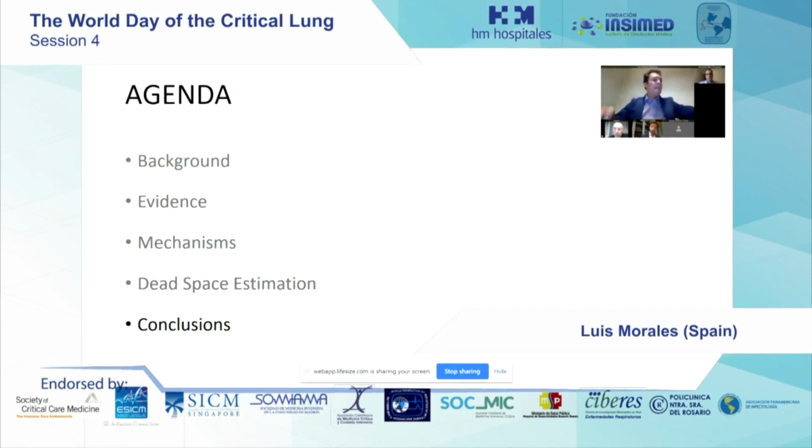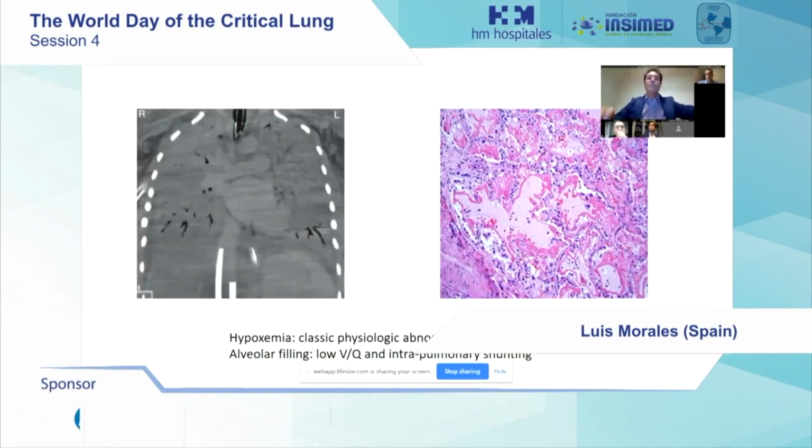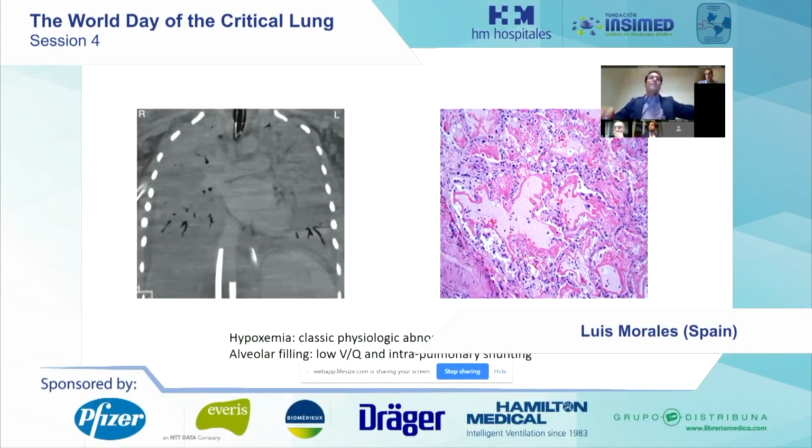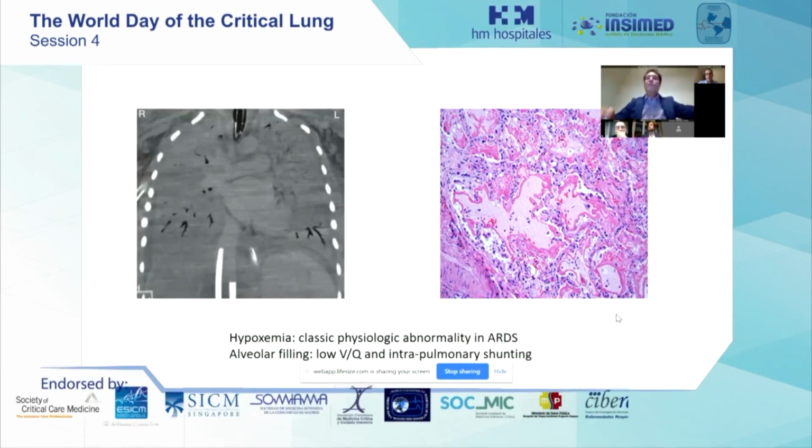So, we all know that the classic physiological abnormality in ARDS is hypoxemia. This chest X-ray on the left side shows bilateral airspace opacities, and on the right side is a histological picture of a patient who succumbed to ARDS, with classical hyaline membranes showing alveolar filling and some degree of atelectasis that results in low VQ and frank intrapulmonary shunting.